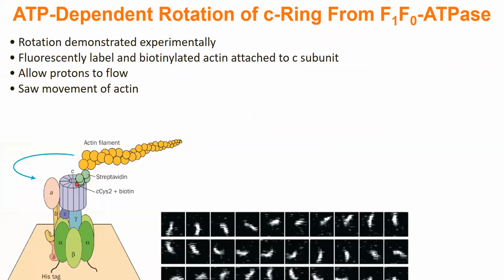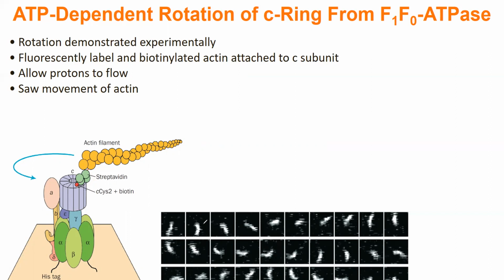The question is, how do we know this actually happens? This was a very cool experiment that was done. Some researchers took actin and put a fluorescent label on it so that it glows when you look at it in a microscope, and they connected it to the C ring. They allowed protons to flow through this ATP synthase. And here's the result. What you can see is that this actin filament is moving.